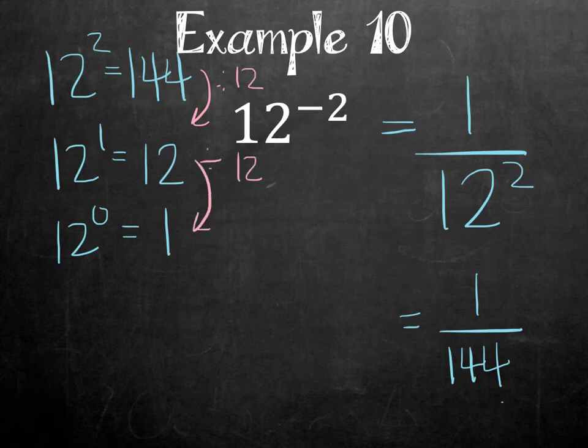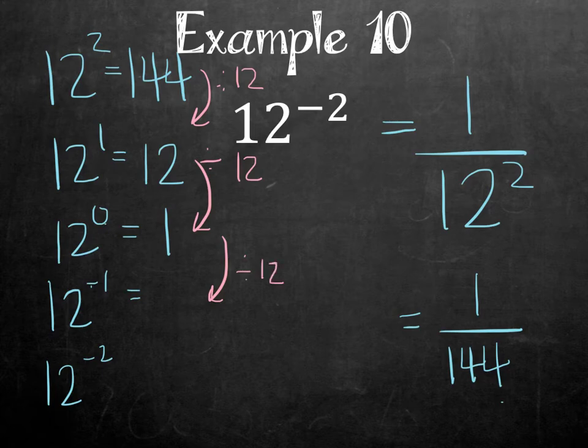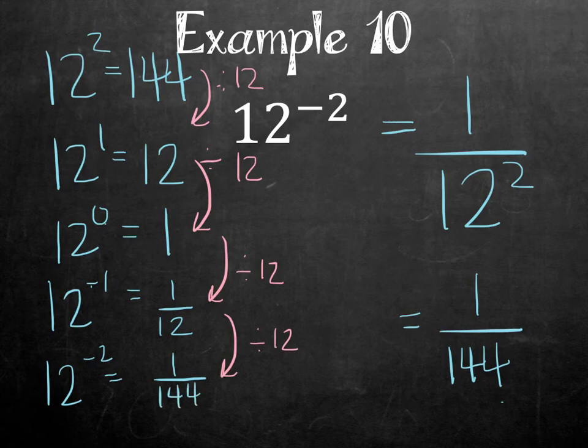Every time. Now, if I was to continue my pattern, 0 decreasing by 1 is going to be negative 1. I'll go ahead and write out my 12 to the negative second. Well, if I keep this up, dividing by 12, 1 divided by 12, it's not negative 12. It's 1/12. If I follow this pattern, I'm going to end up with 1 over 12 times 12, which is 1 over 144. Because remember, dividing by 12 is the same as multiplying by 1/12.